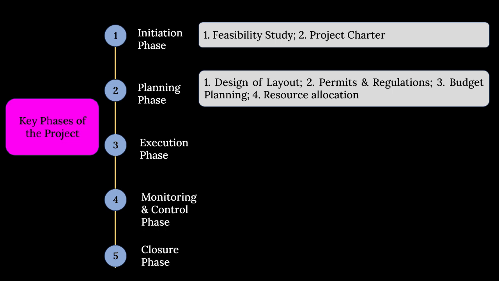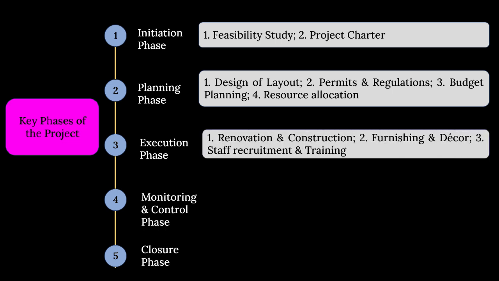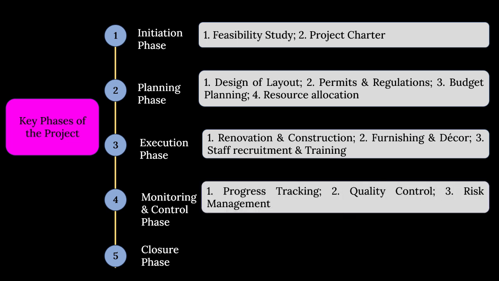Then the execution phase comes: renovation and construction, furnishing and decor, then staff requirement and training. That is for the execution phase. Then the monitoring and control phase. What is that? Under this, normally we try to track the progress. That is known as progress tracking, quality control check, and also risk management is checked and controlled at this point.